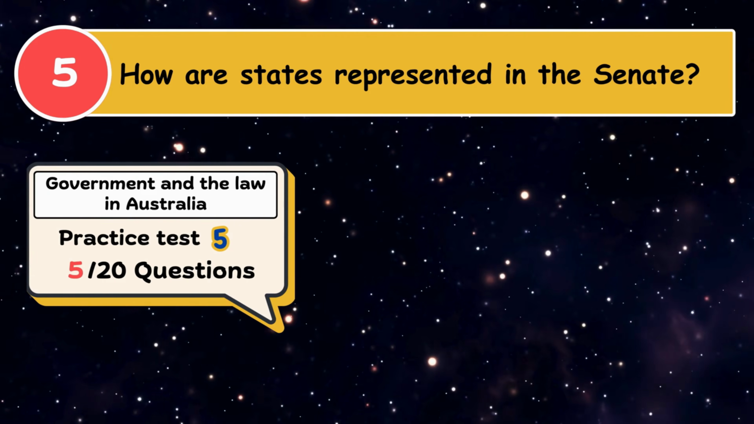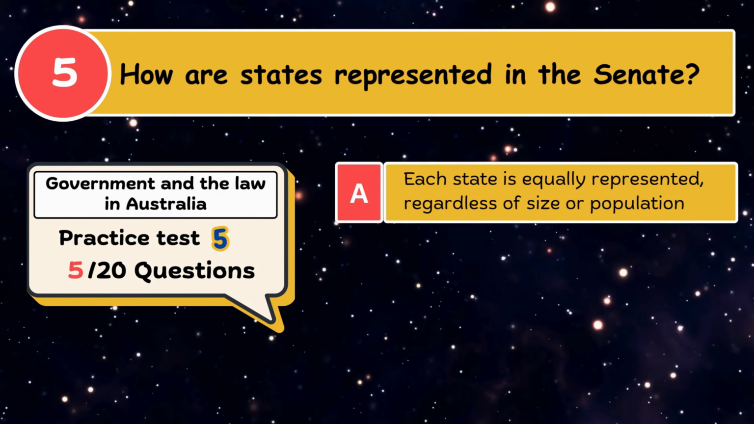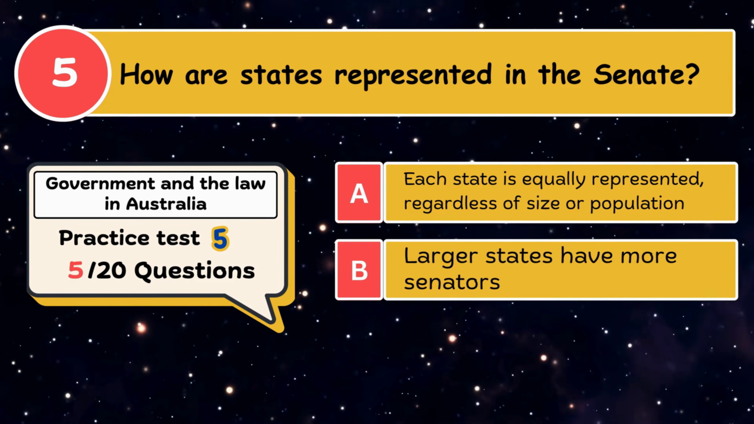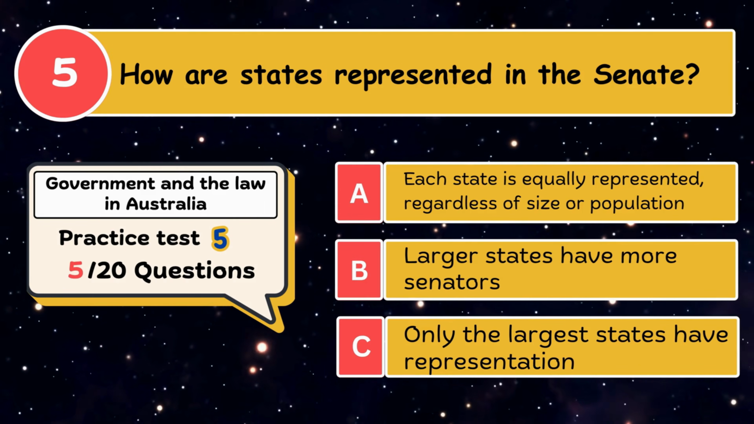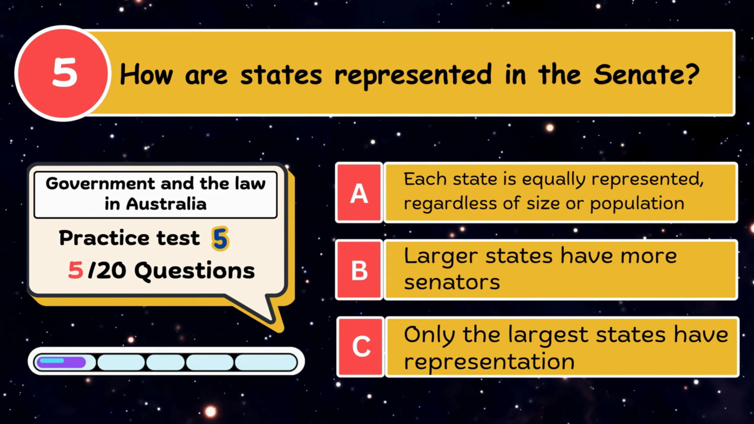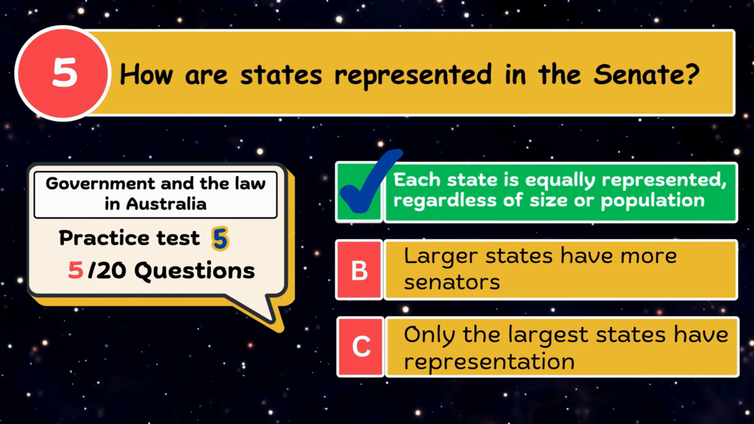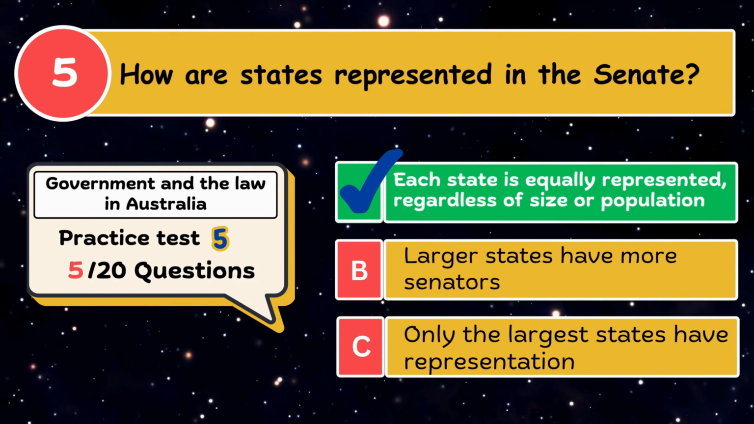How are states represented in the Senate? A. Each state is equally represented, regardless of size or population. B. Larger states have more senators. C. Only the largest states have representation. The correct answer is each state is equally represented, regardless of size or population.